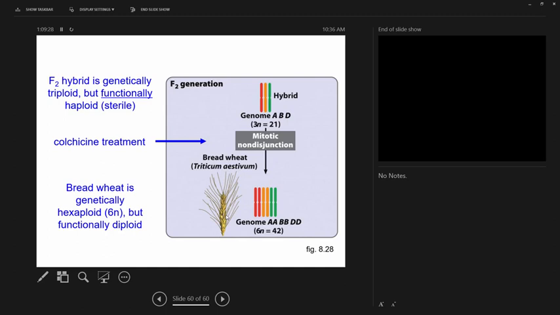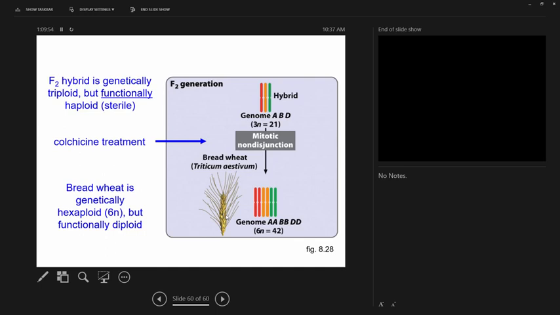And then you double this up to get Triticum aestivum. You don't need to know these names, just the process, how you would do this. So this is 3n equals 21. Colchicine treatment, double it up. So now it is 6n equals 42. That's the wheat that's grown up on the Great Plains, that most bread today is made out of.